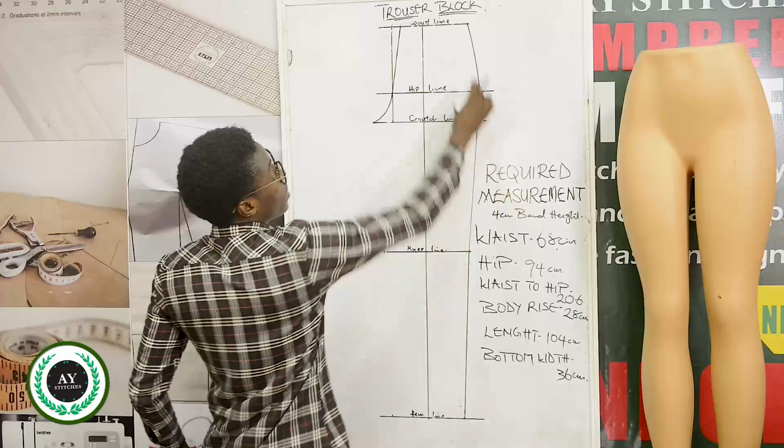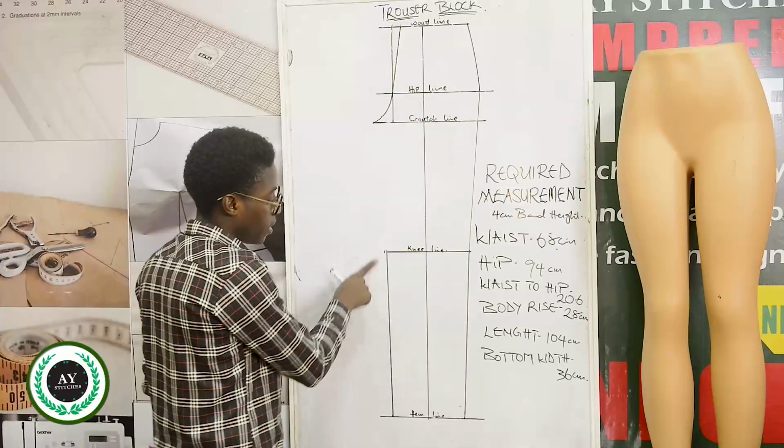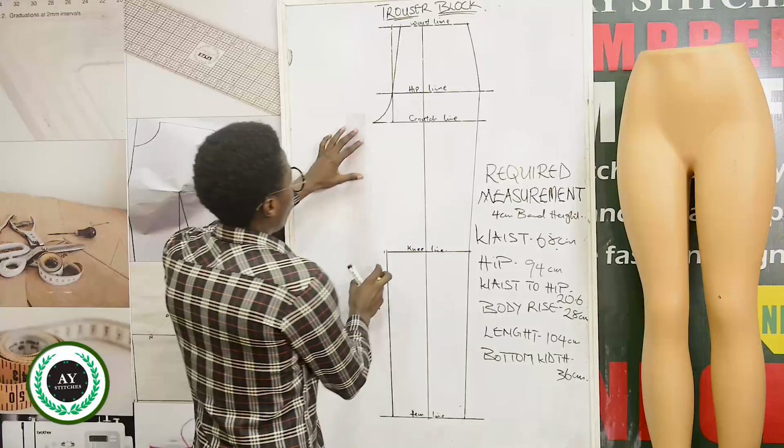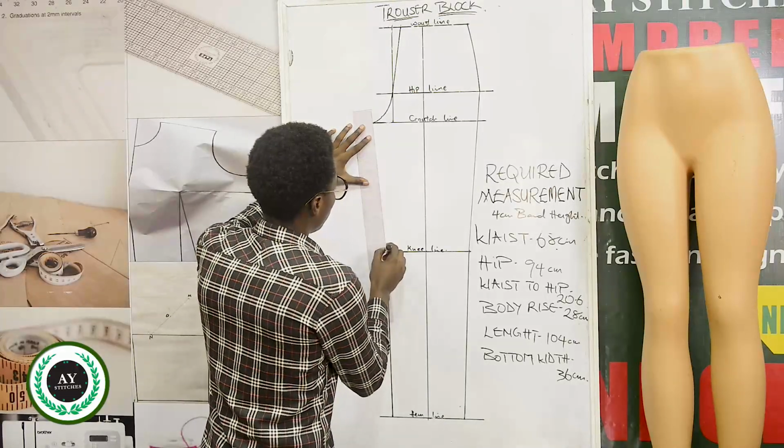So here we have the out leg measurement. So for this part, I'm going to be connecting from the knee to the M line and also from the crotch line to the knee.